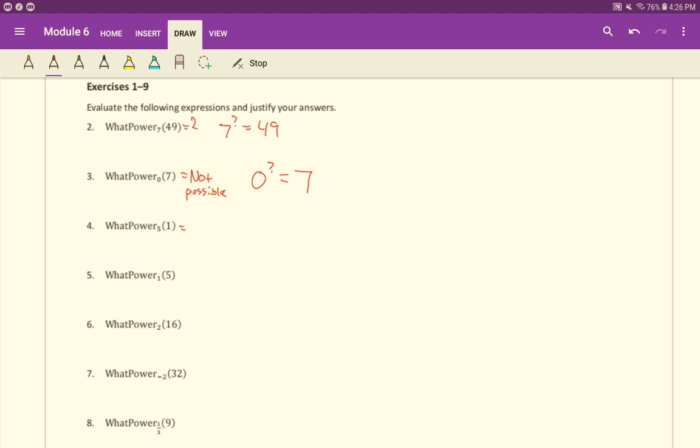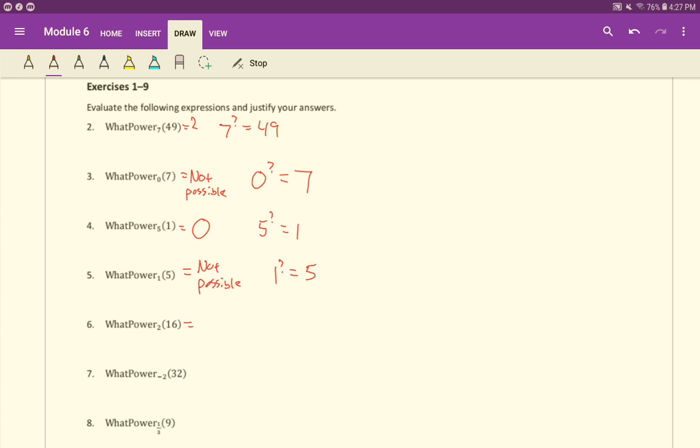All right, hopefully you paused the video, and if not, go ahead and do it right now and give it a try. So anyway, what power of 5 is 1? So 5 to what power gives us 1? Well, this one is possible, right? It is 0. The next question is what power of 1? So 1 to what power gives us 5? Well, this is not possible, right? We can't multiply 1 by itself any certain number of times to get 5, so it's not possible.